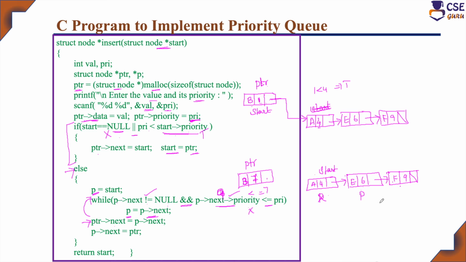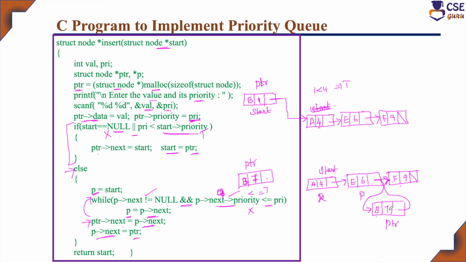Okay, for example, consider this is the PTR. Now, PTR of next. This is PTR. PTR of next equals P of next. P of next is this one. So PTR of next, you mark this one. And then P of next is equal to PTR. This is P. The P of next pointer, you mark it as PTR. Now, in between this element E and F, you are going to insert element B with priority 7.